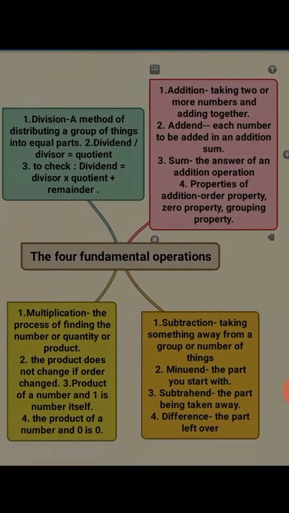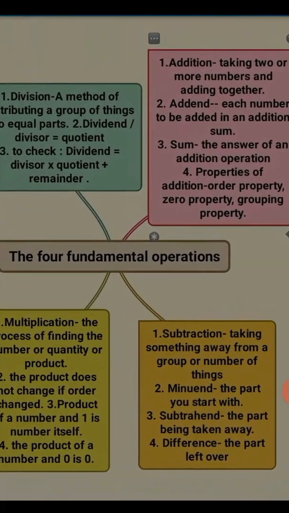Third, you have done multiplication. What is multiplication? The process of finding the number or quantity, or product. And the properties of multiplication: the product does not change if the order changes. Next property, the product of a number and 1 is the number itself. The last property, the product of a number and 0 is 0.